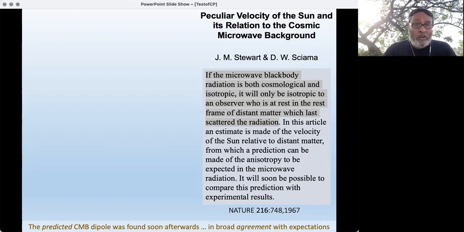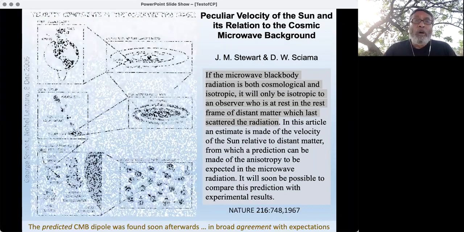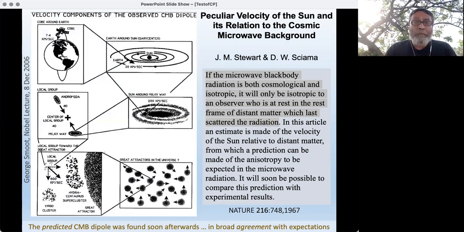And here I have a nice plot from George Smoot's Nobel lecture, where he shows the different components of this velocity. So of course, this is the COBE measurement, but never mind, we are basically measuring from Earth. And the Earth is, of course, moving around the sun. So every measurement is made in the heliocentric frame. That's where we are. But the sun, the solar system, is in fact moving around the Milky Way in the opposite direction to the one in which we are moving towards the CMB. So these two velocities add up, and the net motion of the local group is actually more than 370. It's like 620 kilometers per second.